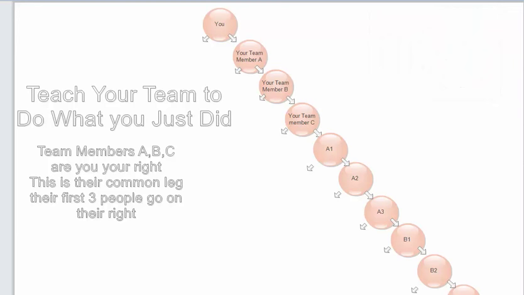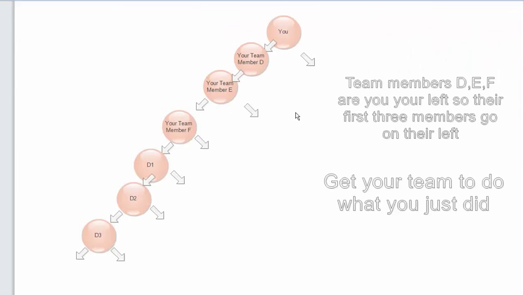So that power leg is now going, and then the same thing is replicated on your personal side. So here are the next three people that you joined, D, E, and F. Now we followed the same plan.